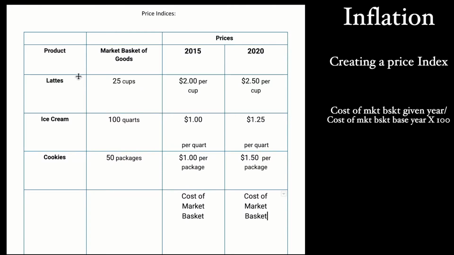So in this economy that we're looking at here, these are people that buy a lot of lattes, ice cream, and cookies. So every year we expect average consumers to buy 25 lattes, 100 quarts of ice cream, and 50 packages of cookies. So we're going to look at these exact same amounts of goods and services, same quality, same amount, and look at how much their prices change, how much all these together cost in 2015, and then how much they cost in 2020, so that we can actually measure how much prices changed overall between these 2 years over that 5-year period.